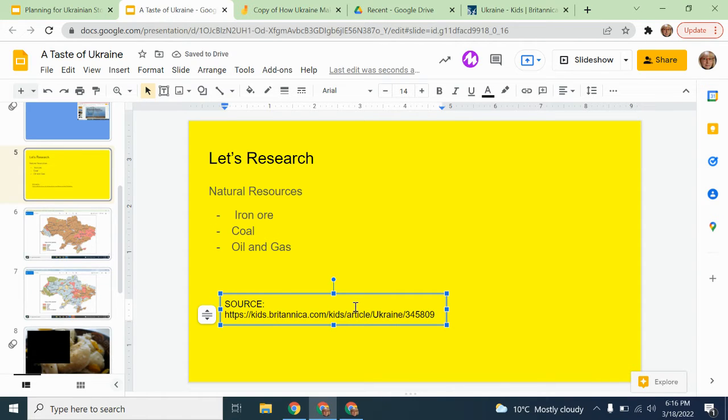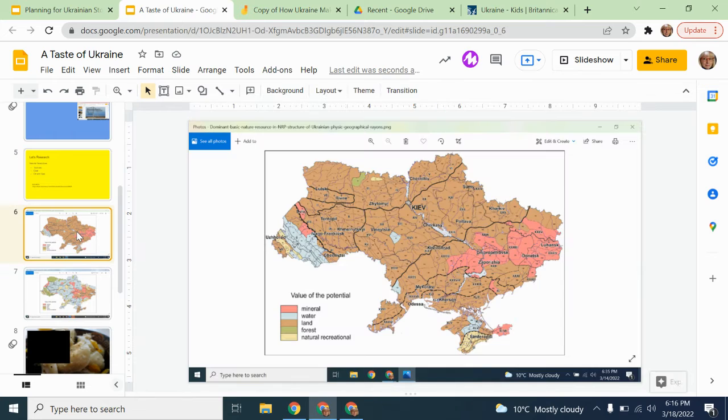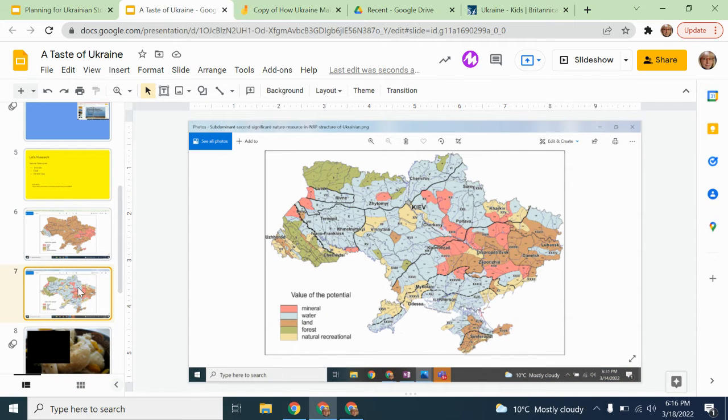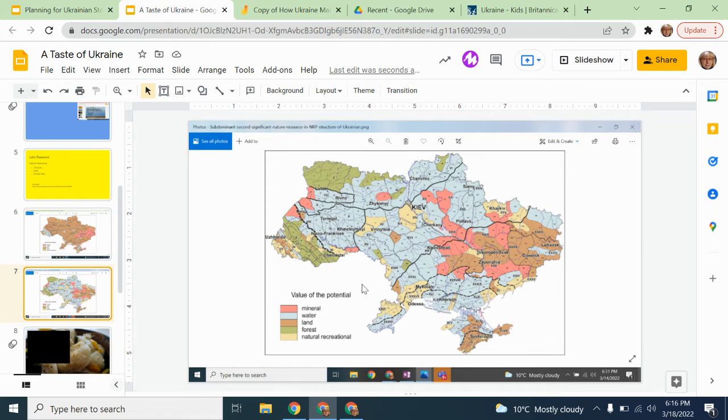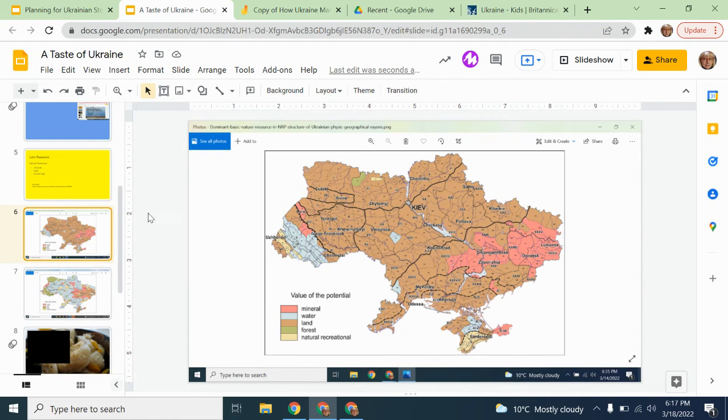This is very important in grade 3 and grade 4, 5, and 6 as well. Always cite your sources. So these two maps I was able to find on a website called ResearchGate. This one shows the most important natural resources in Ukraine because these are the ones that produce the most amount of money. This map shows the second most important regions and the natural resources they have. So let's look at the first one.